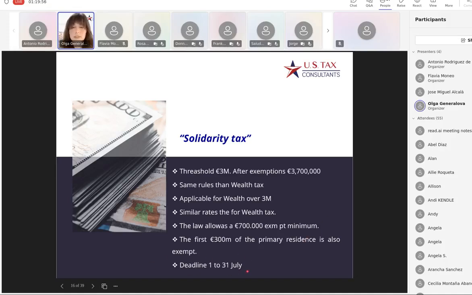The solidarity tax is essentially an extra layer on top of the wealth tax and designed for individuals with assets over 3 million euros. In practice, it follows almost the same rules, the same structure, and nearly the same tax rate, just with a higher threshold. So this is the Spanish tax return and the wealth tax.